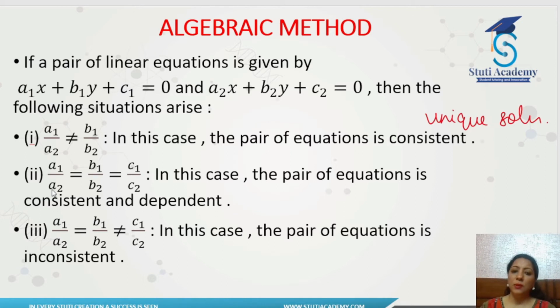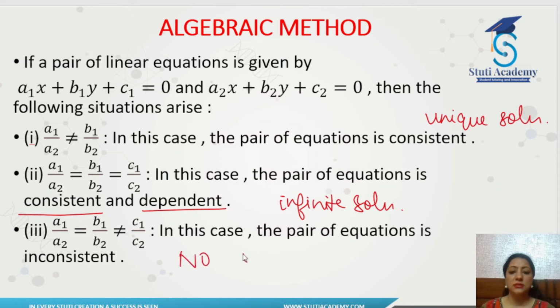And if we have a1 upon a2 equal to b1 upon b2 equal to c1 upon c2, that is the case of dependent solutions, consistent and dependent. So that's the case of infinite solutions. We have infinite solutions. And if we have a1 upon a2 equal to b1 upon b2 not equal to c1 upon c2, in this case the pair of equations is inconsistent. Inconsistent means no solution.